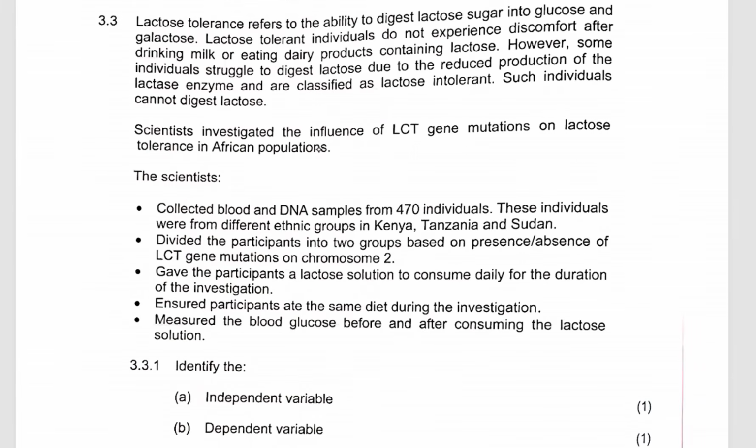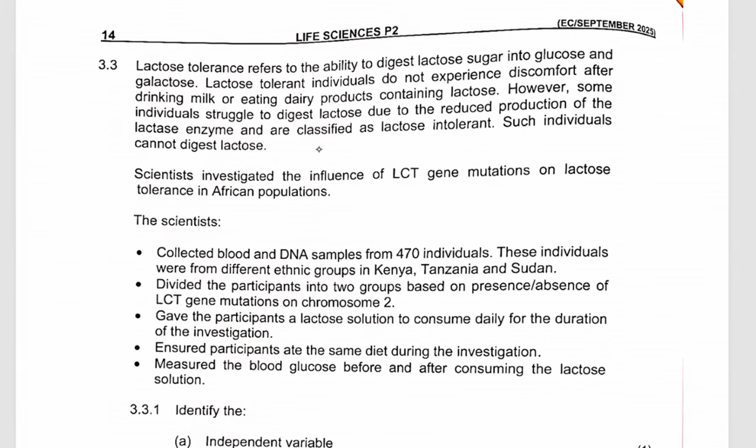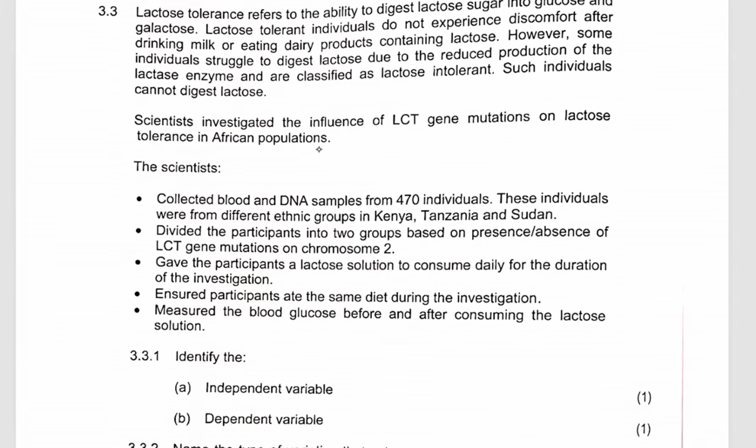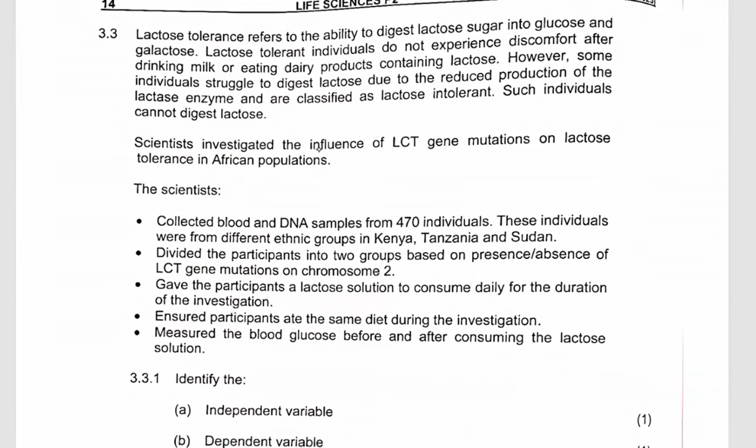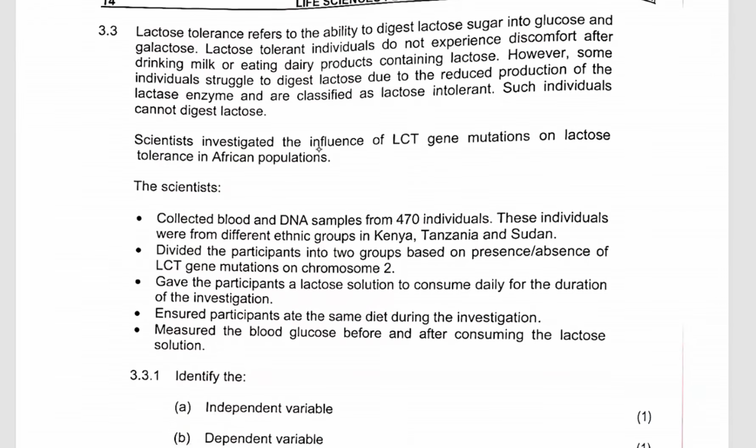3.3, what are they asking about? 3.3. Here is an extract you're supposed to read. And then we are saying that lactose intolerance refers to the inability to digest lactose sugar into glucose, and lactose tolerant individuals do not experience discomfort after drinking milk or eating dairy products. However, some individuals struggle to digest lactose due to the lack of production of lactase enzymes, and are then classified as lactose intolerant.